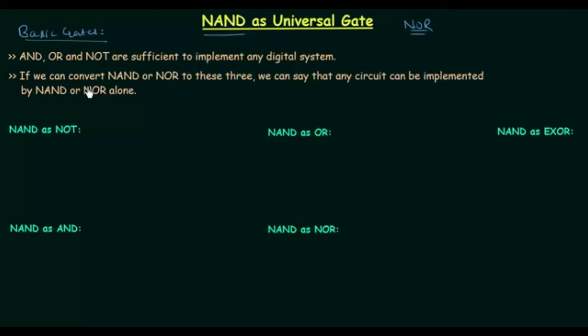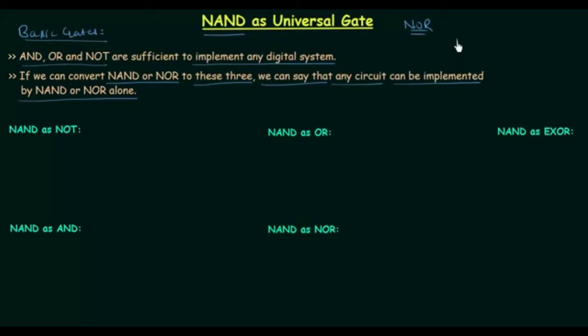We have three basic gates: AND, OR and NOT. AND, OR and NOT are sufficient to implement any digital system. We can implement any digital system by using AND, OR and NOT. And if we can convert NAND or NOR to AND, OR and NOT, we can say that any circuit can be implemented by NAND or NOR alone. This is very simple.